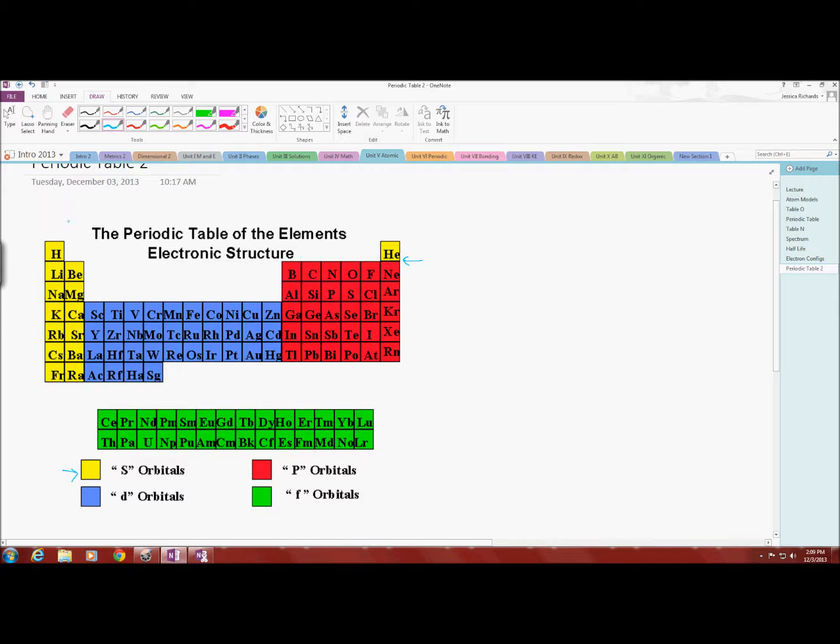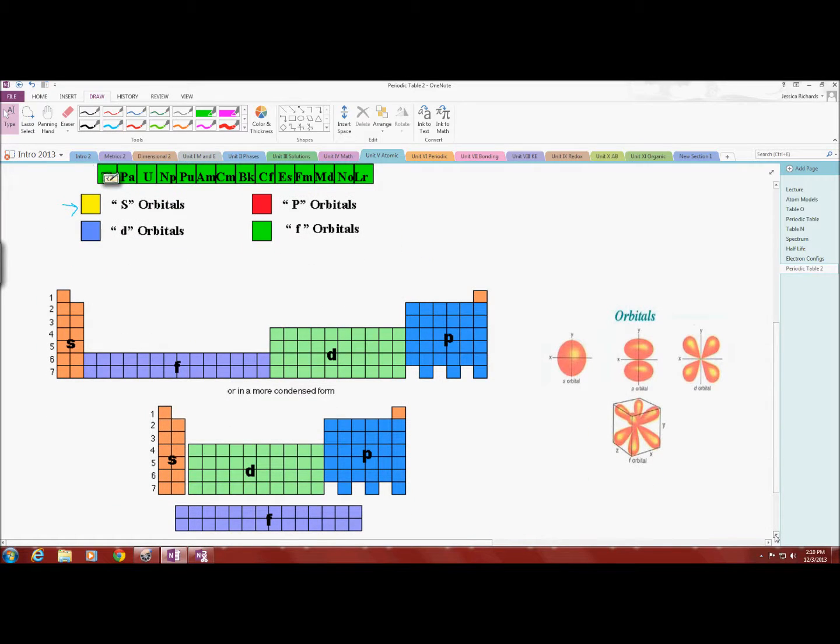So here we have the S sublevels filling in. The first two elements in any period have the S sublevels filling in. The next 6 elements in any period have their P sublevels filling in. The next 10 elements have their D sublevels filling in. And the next 14 have their Fs. It would look like this.